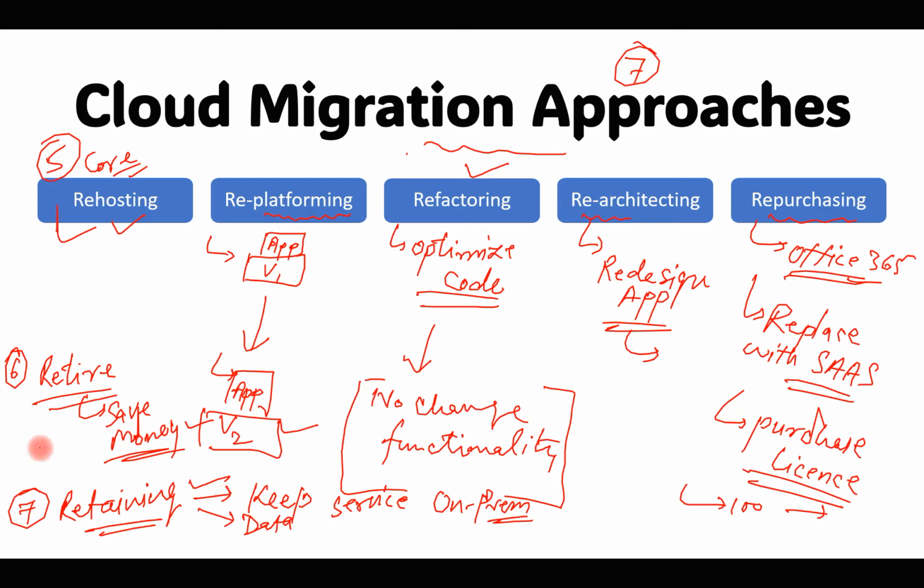So these are the seven primary migration approaches that can help you with a successful cloud migration.